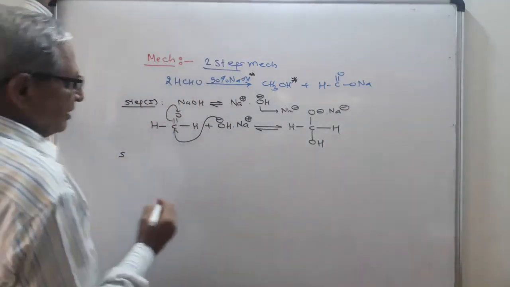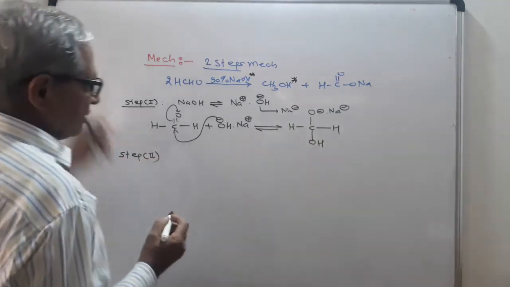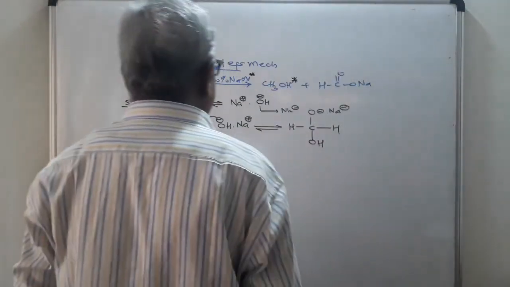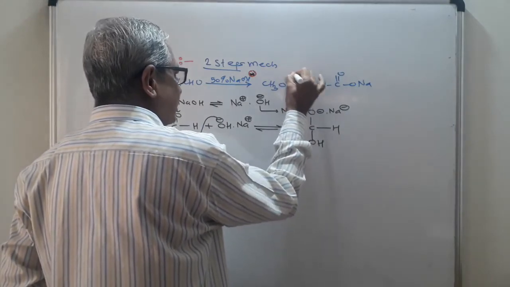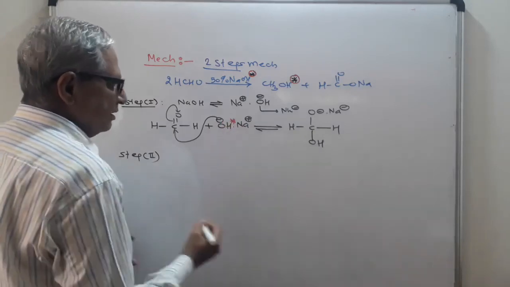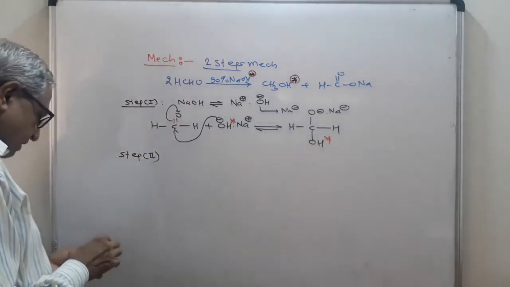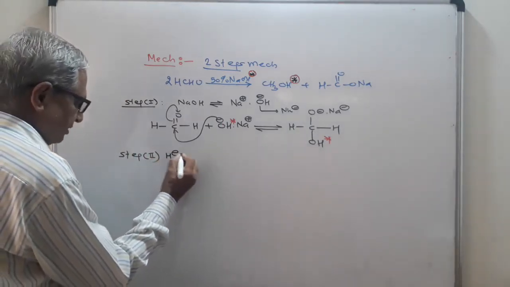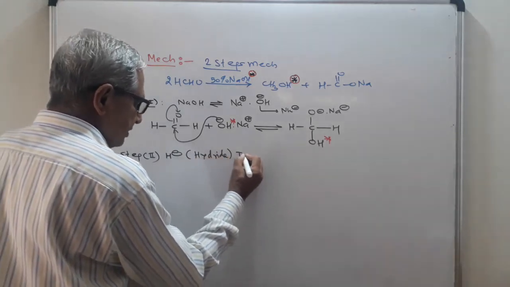Now step second. Now see, in this reaction, I will indicate the hydrogen atom of the NaOH will go to the methyl alcohol, that is the reduction product. Now see here, this is your star hydrogen atom. Then the second step is hydride transfer, H minus, it is known as a hydride transfer.